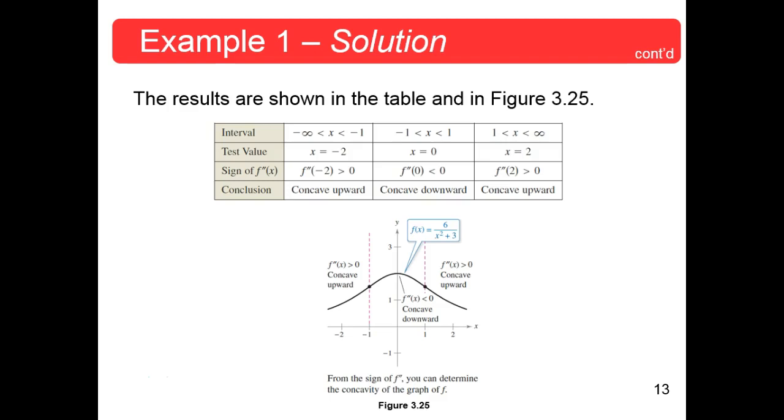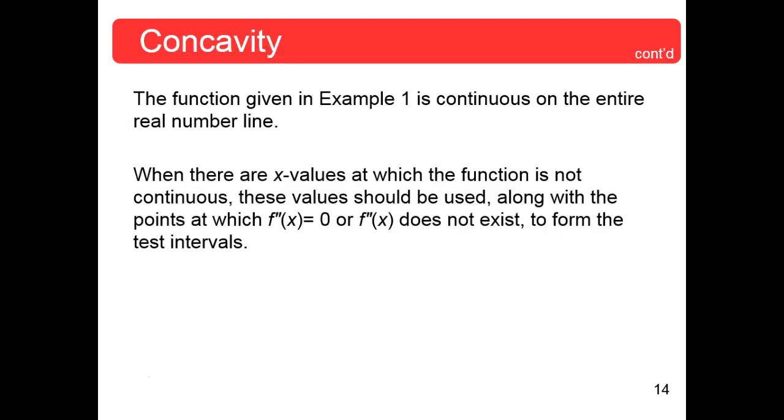Now, these values here we don't call critical numbers, but they're the numbers that we use to test our intervals, minus 1 and 1. Any questions on that? Okay. The function given in example 1 is continuous on the entire number line. When there are x values at which the function is not continuous, these values should be used along with the points where the second derivative is 0 and the second derivative does not exist to form test intervals.